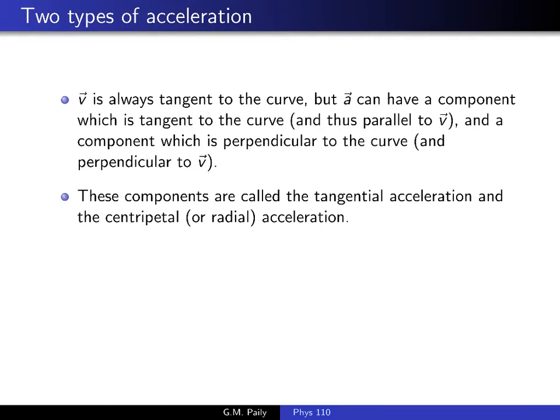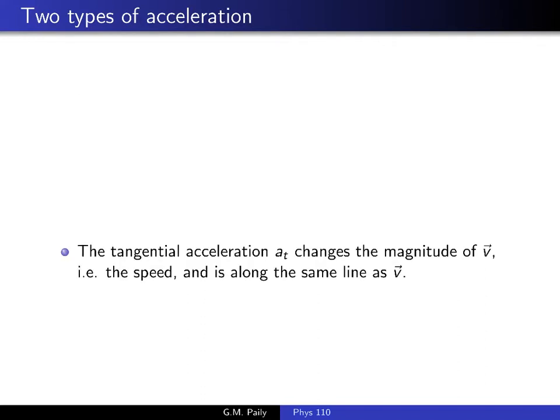The component of a which is tangent to the curve is called the tangential acceleration, and the component which is perpendicular to the tangent is called the centripetal or radial acceleration. Remember, the tangential acceleration lies along the same line as v, and so it will either speed up or slow down the particle. That is, it changes only the magnitude of v, the speed. It cannot change the direction.